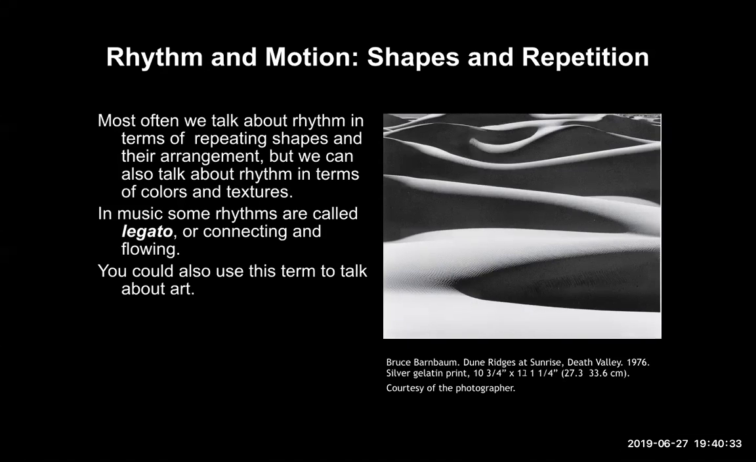We talk about repeating shapes and their arrangement, but you can also think of color and texture. This is a photograph of the sand dunes at Death Valley, and it definitely has a feeling of rhythm. There's a repeating texture that goes through it, and then again these sort of undulating lines that are not quite the same, but very similar.